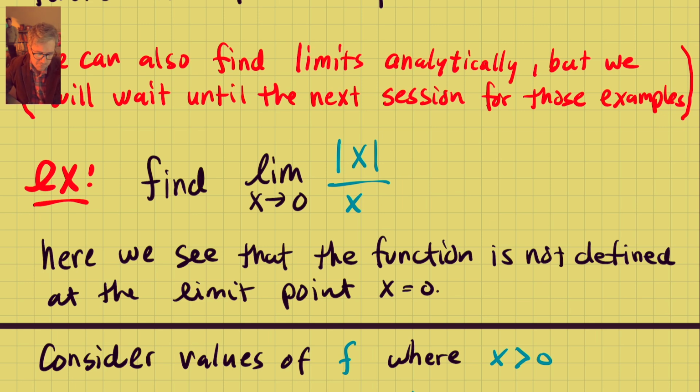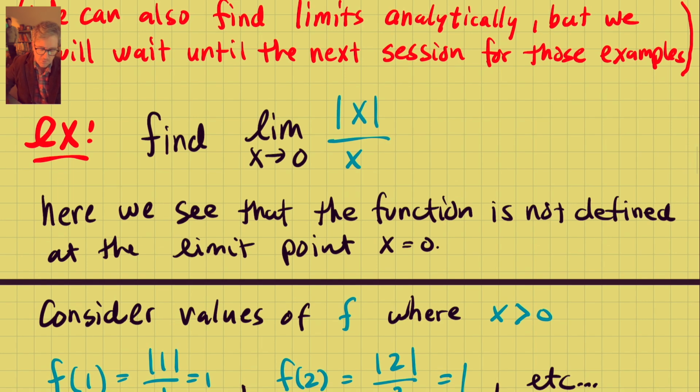And so here again, we have an issue at x equals 0. The function is undefined at x equals 0. So we can see that the function is not defined at the limit point x equals 0. That just happens to be the value that we're interested in. That's no coincidence, folks. We chose this example because we want to take a look at these ones that we can't directly evaluate. So something like this, one approach would be to think about what happens when x is greater than 0 and when x is less than 0.